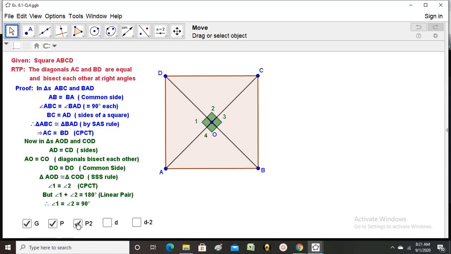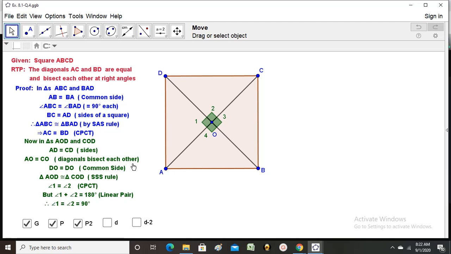Now let us go for the second part of the proof. We choose triangles AOD and COD. These two triangles I am choosing. Now you know AD equal to CD, they are sides of a square, and OD is a common side, of course. AO equal to CO, since the diagonals bisect each other.